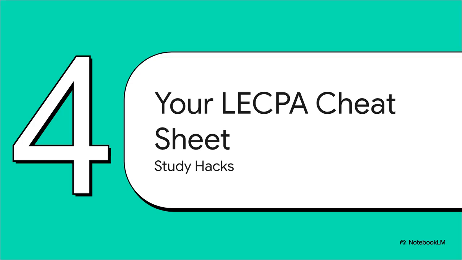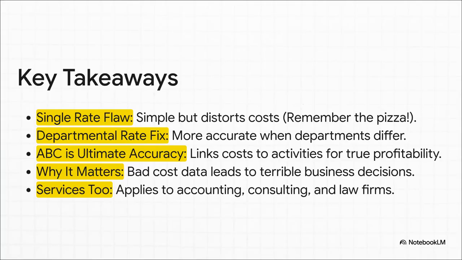Okay, we've covered a ton of ground. So to make sure this all sticks in your brain, not just for next week's exam, but for the long haul, like 3 years from now when you're crushing the CPA, here's your official cheat sheet. All right, let's nail this down. Number 1, a single rate is simple, but it's flawed. Just remember the pizza. 2, departmental rates are a huge step up, especially when your departments are very different. 3, ABC is your expert mode. It gives you ultimate accuracy by linking costs to the activities that cause them.